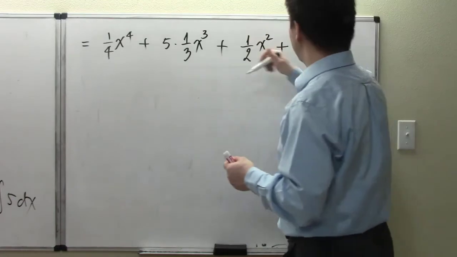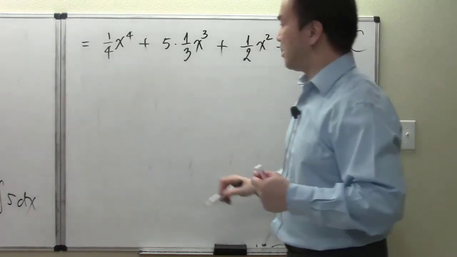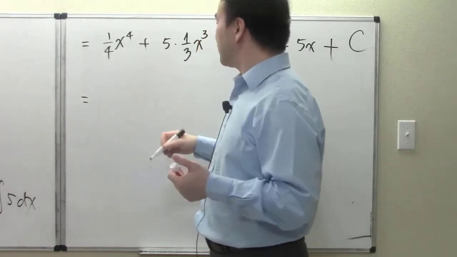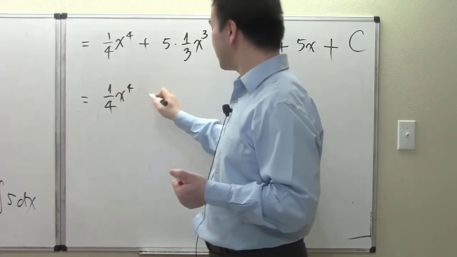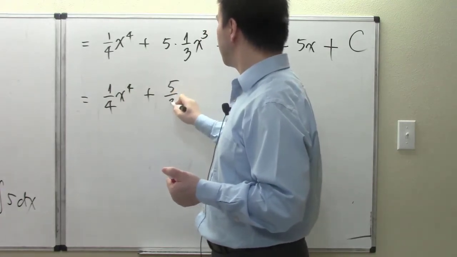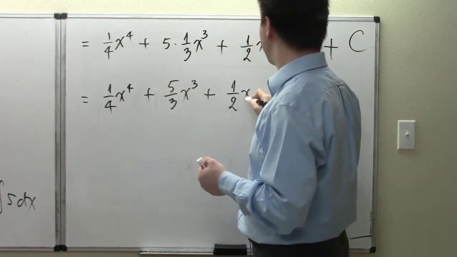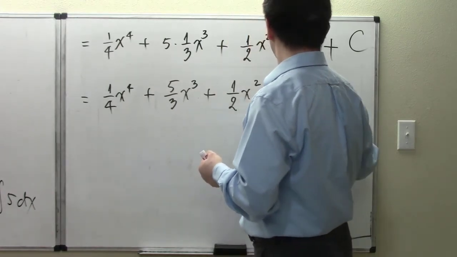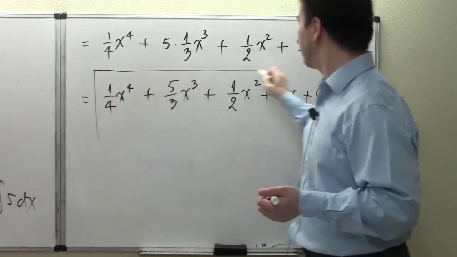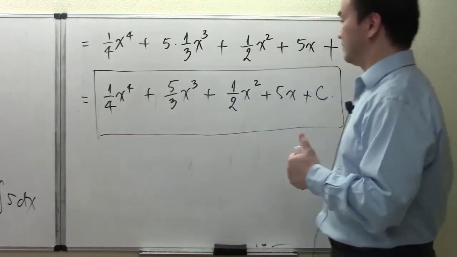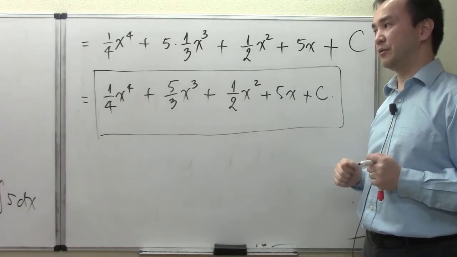Now I'm going to add an overall constant c to our antiderivative, and so now we can clean up the terms a little bit more. So 1/4 x to the 4th plus 5/3 x cubed plus 1/2 x squared plus 5x plus c. And that is the very end of the problem right here, which is the final answer to the antiderivative of the original function.